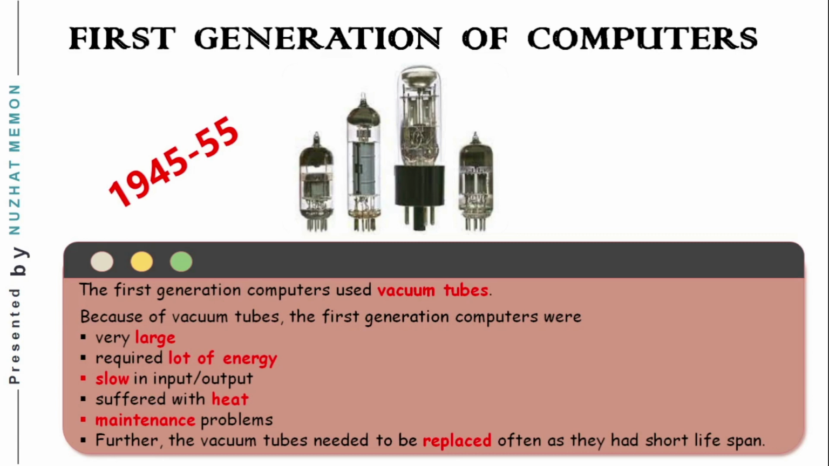It used thousands of vacuum tubes, so it suffered with heat. That means an air conditioner was needed to keep the computer's operating system cooled down. So again, it increased the cost of maintenance. Further, the vacuum tubes needed to be replaced often as they had a short lifespan.